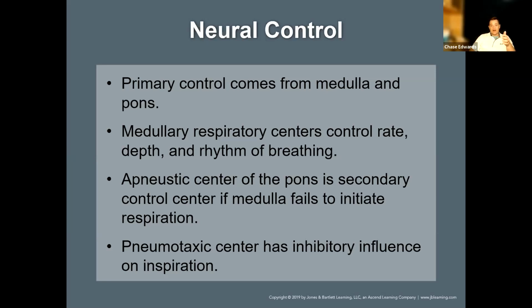The apneustic center of the pons is the secondary control center if the medulla fails to initiate respiration. The pneumotaxic center has an inhibitory influence on inspiration. Respiratory rate results in the interaction between apneustic and pneumotaxic centers. Okay? And it decreases its influence.